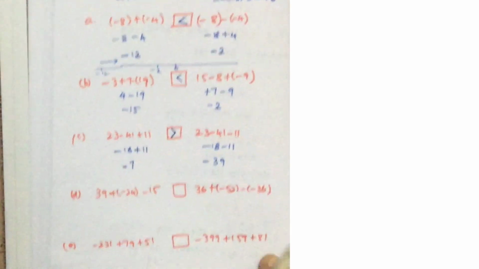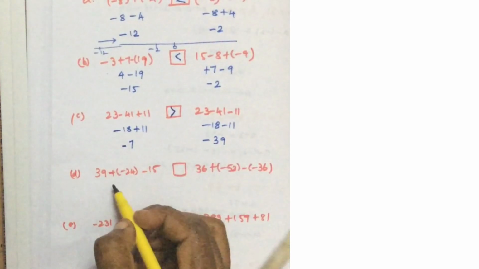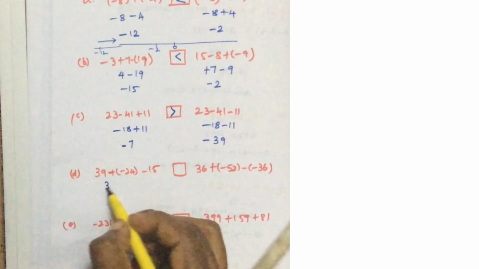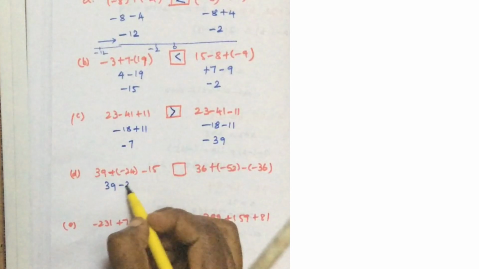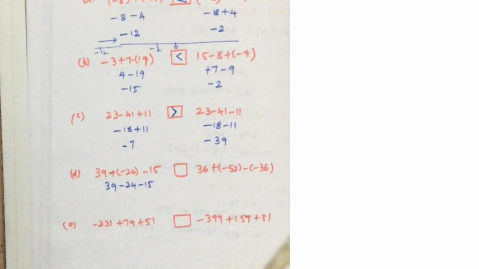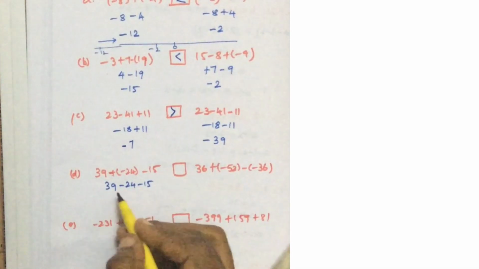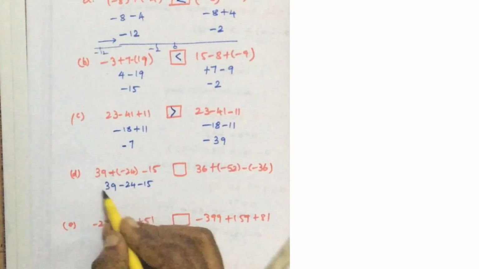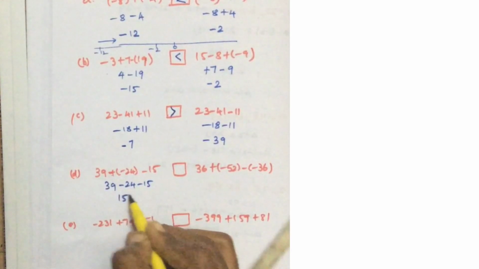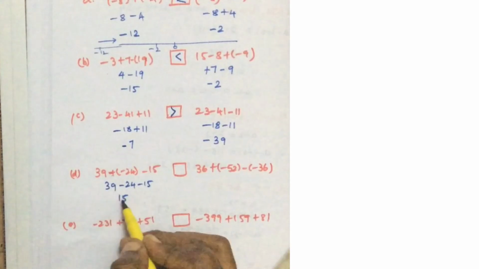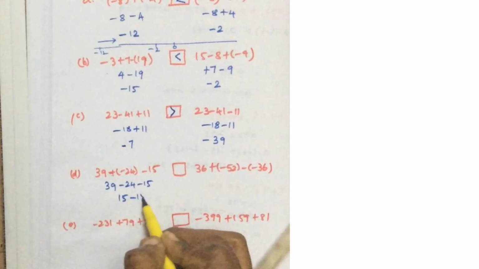Okay. The next problem is 39 minus 24. This plus into minus, minus 24 minus 15. Okay. 39 minus 24, you have to subtract with a positive. The answer should be positive, 15. 39 is the biggest, so 15 is positive. Then again, one minus 15.